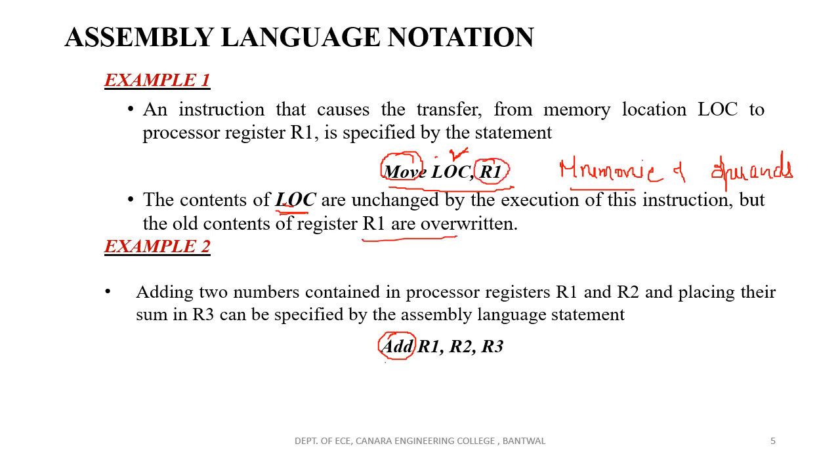Similarly, in the second example, Add R1, R2, R3. What happens here is, in the processor registers we have two registers, R1 and R2. We need to add these two numbers. The resulting sum, that is R1 plus R2, is stored in R3. This is what this particular instruction represents. This type of notation is called assembly language notation. There are many different types of assembly language notations that we will discuss in the second module.